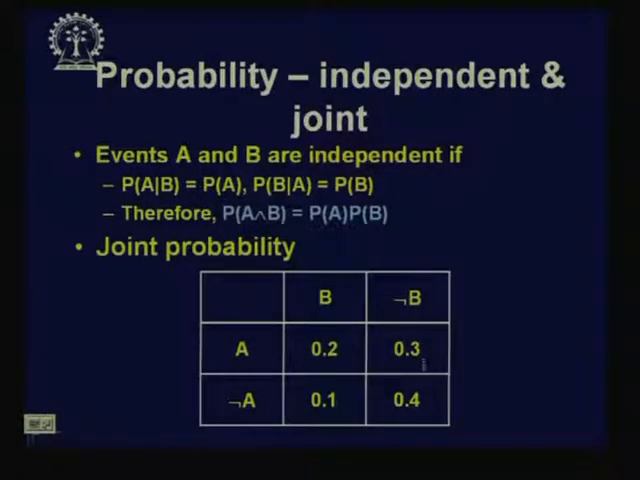Now, here we can see a simple scenario: the probability of A given B is 0.2, the probability of A given not B is 0.3, the probability of not A given B is 0.1, and the probability of not A given not B is 0.4. It is interesting to note that since they are joint probabilities, the sum of all these comes to 1.